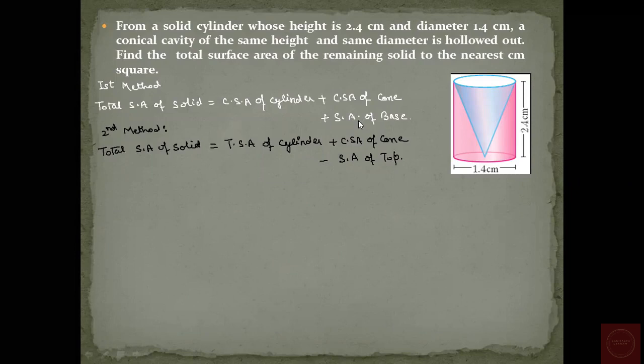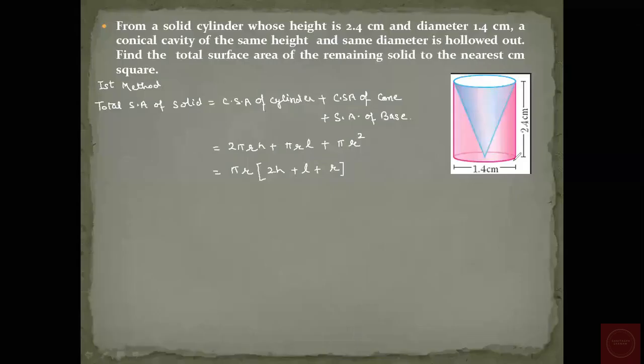All right. So now we are going to apply the first one. So the first is, we have curved surface area formula as 2 pi r h.